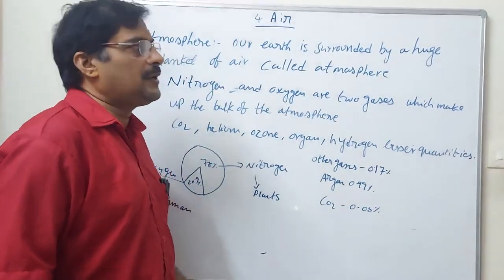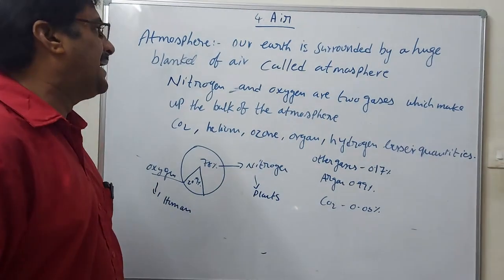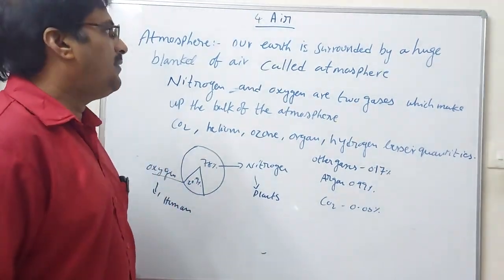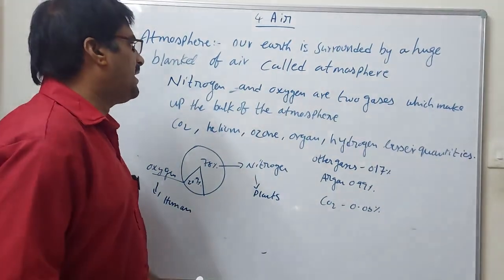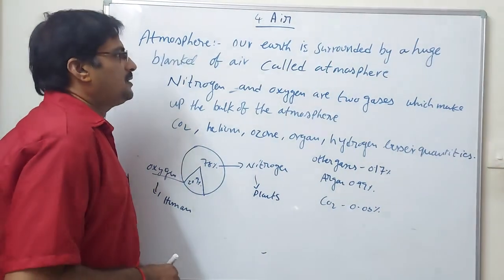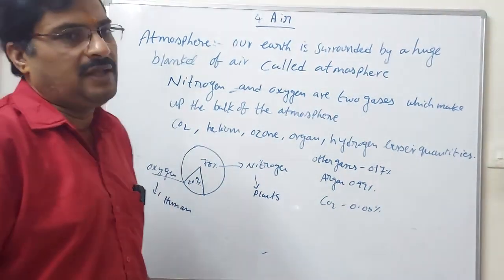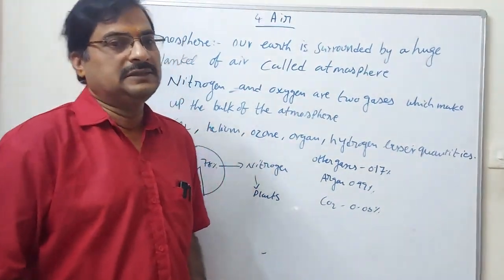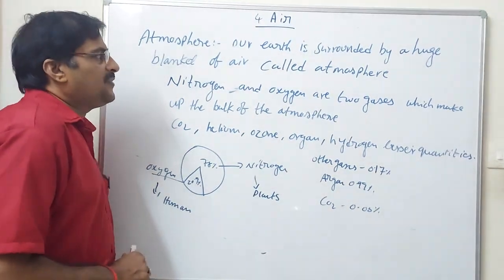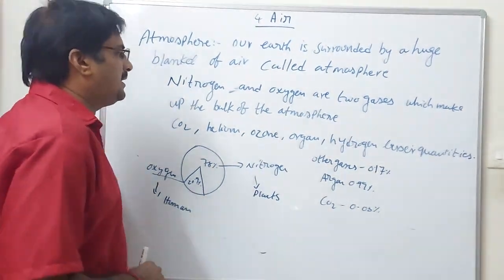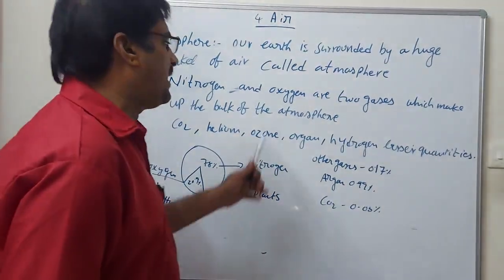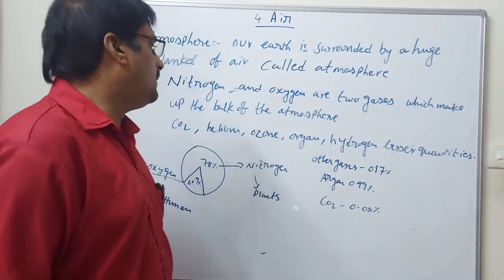Our earth is surrounded by a huge blanket of air called the atmosphere. So, air is a very important thing on the earth. The very important thing here is that nitrogen and oxygen are the two gases which make up the blanket of the atmosphere.